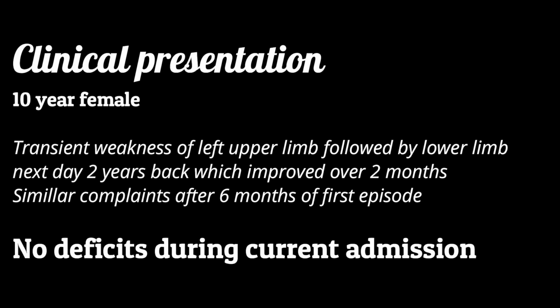Our patient, a 10-year-old female, was admitted with a history of transient weakness of the left upper limb followed by the lower limb 2 years back, which improved over 2 months. There was a history of similar complaints 6 months after the first episode. During admission, the patient had no complaints and no neurological deficits on examination.